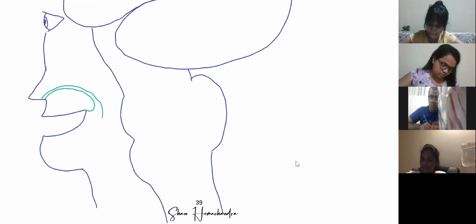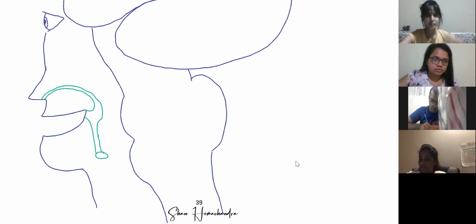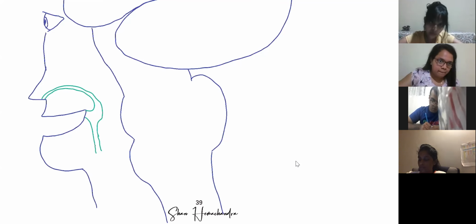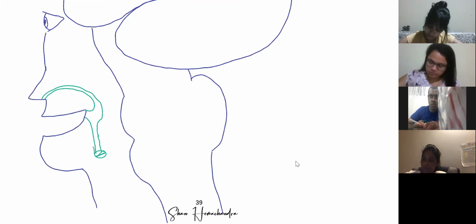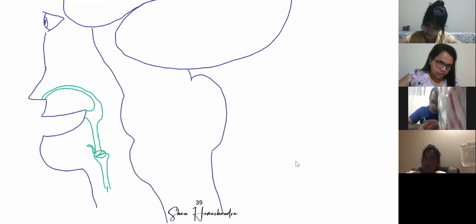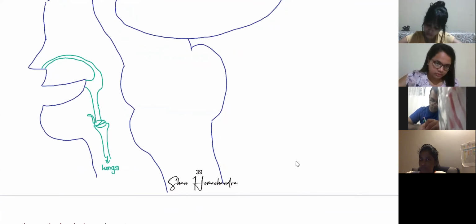Now I'm just drawing the airway. What I'm drawing right now is the airway. This is the hyoid bone. It goes to the lungs. Now look at this. Here are the lips, the muscles of the lips.